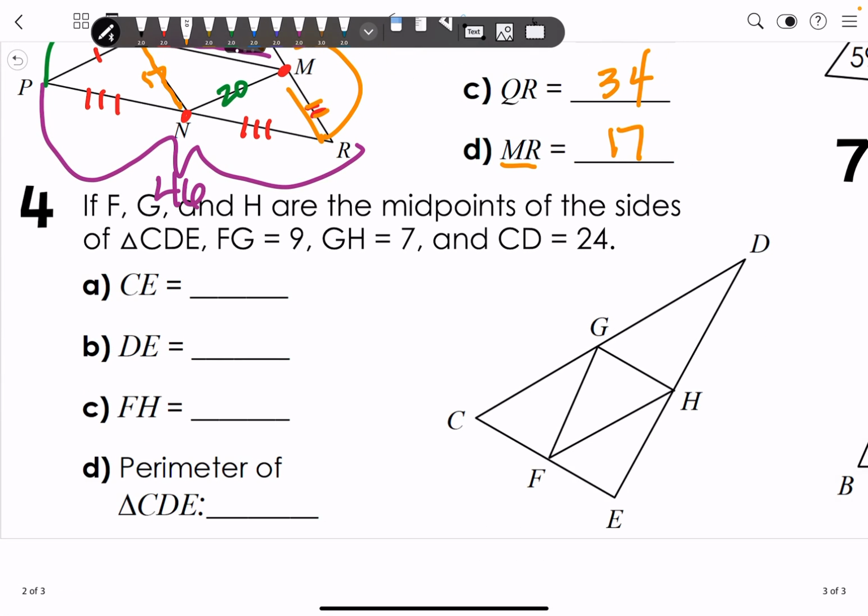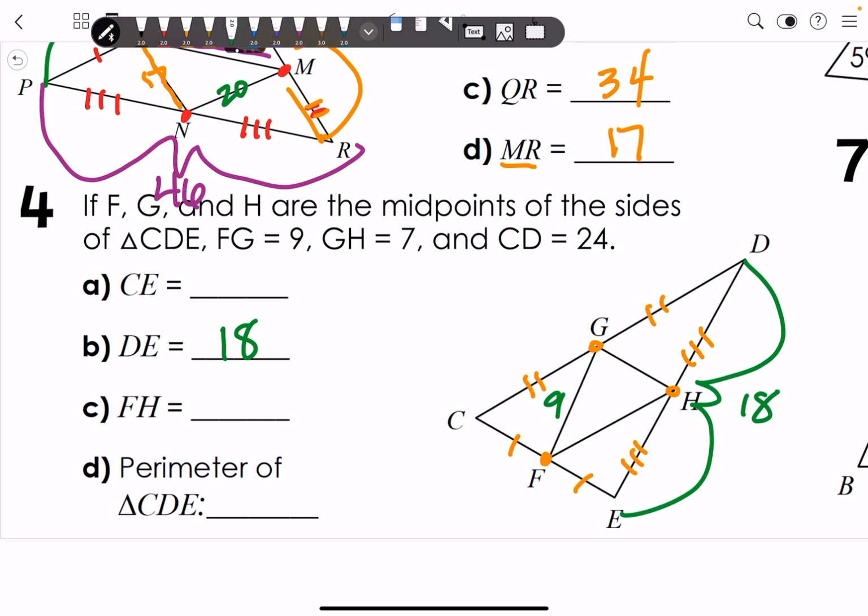All right, let's do number 4. F, G, and H are the midpoints of the sides of triangle CDE, so these two are congruent, these two are congruent, and lastly, these two are also congruent. We have that FG is 9. That means this entire thing is going to be double that, which means it's going to be 18. And that tells us that DE is 18.